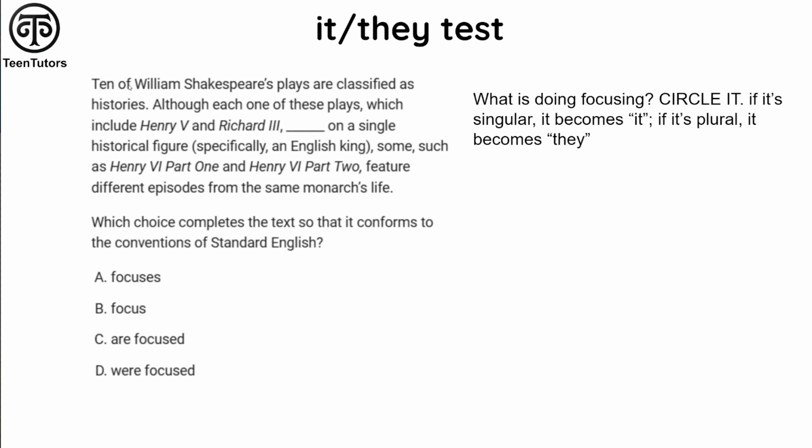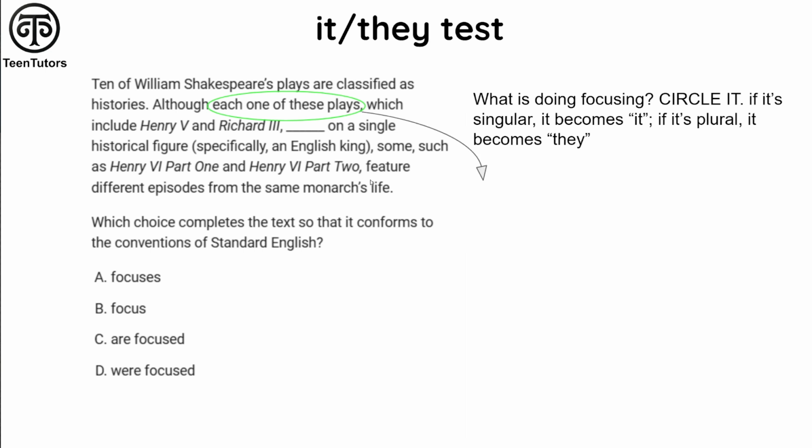So here we have 10 of William Shakespeare's plays are classified as histories, although each one of these plays, which include Henry V and Richard III, blank on a single historical figure, specifically an English king. Some, such as Henry VI Part 1 and Henry VI Part 2, feature different episodes from the same monarch's life. Right? So first we ask ourselves, what is doing the focusing? And the answer here is each one of the plays.